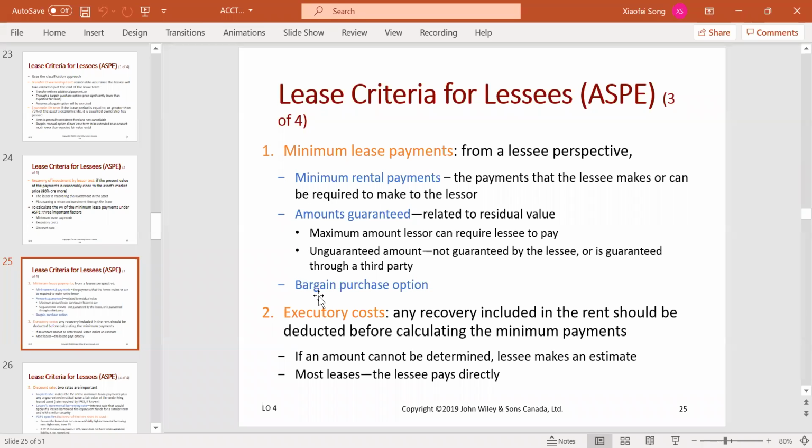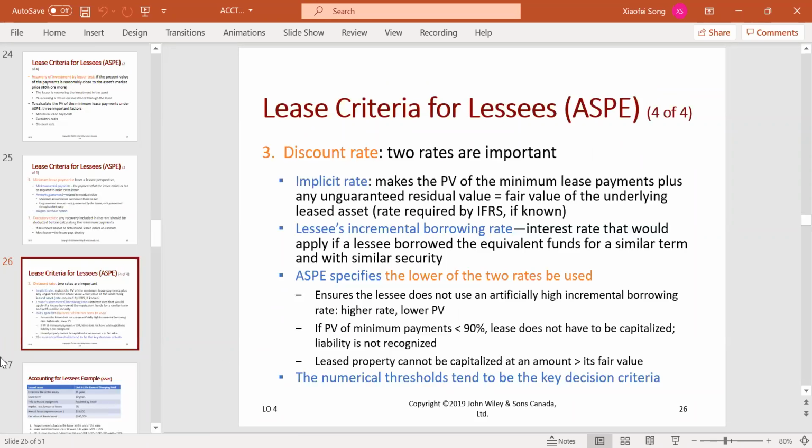Note, these two do not exist at the same time, right? Because if there is guaranteed residual value, that means the asset will be returned to lessor. If there's a bargain purchase option, that means we assume lessee will keep the asset at the end. You either return it or you keep it. You can't do both at the same time. So either one, if it exists, should be included, and you don't have the situation where both exist. Executory cost will be expensed, as we said. Now, the discount rate, we'll talk about that.